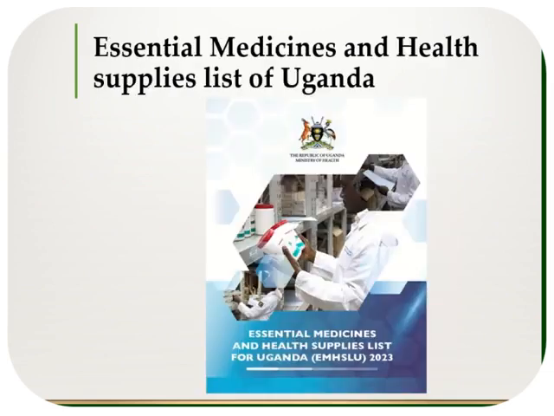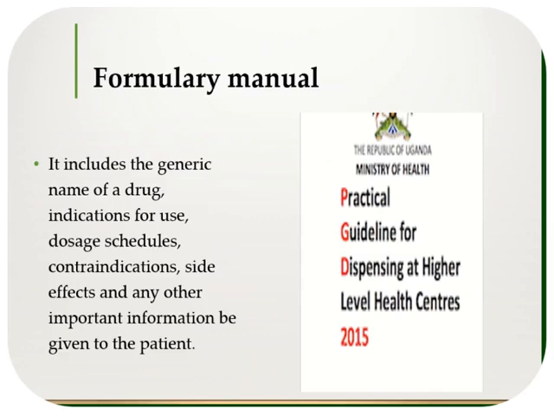This is the Essential Medicine List of Uganda, where you can find this list. This book is also there by the Ministry of Health. We have the National Formulary for Uganda, with guidelines for dispensing at higher level health centers up to level 5. It includes the generic name, indication, use, dosage, contraindication, and other important information like side effects and interactions. So these are some of the books that you are supposed to have with you, so that you can easily keep reading and improving your pharmaceutical knowledge.